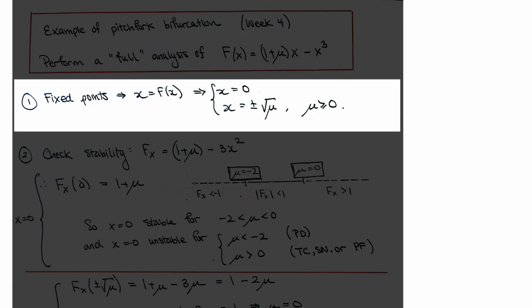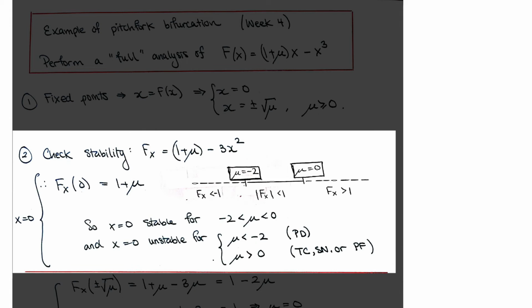First, you find the fixed points by setting x equal to f of x and solving as usual. You should find the 3 points easily. Restrict the range of mu properly as we've done here for the square root of mu solutions. Second, take a derivative and check the magnitude of the gradient. Solve for f'(x) at 0 equal to plus or minus 1.